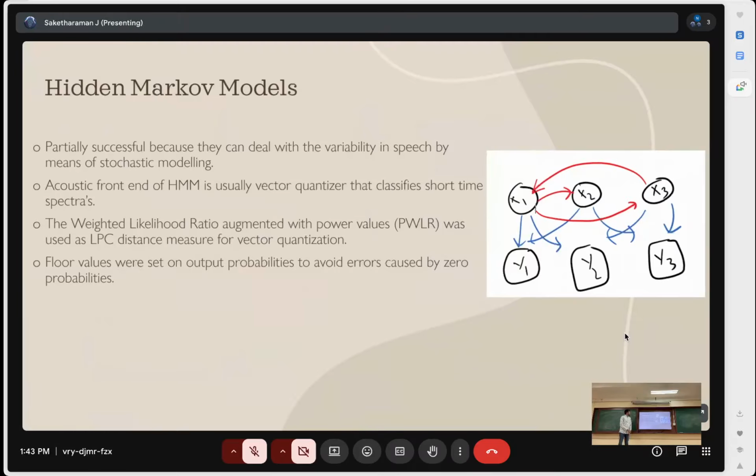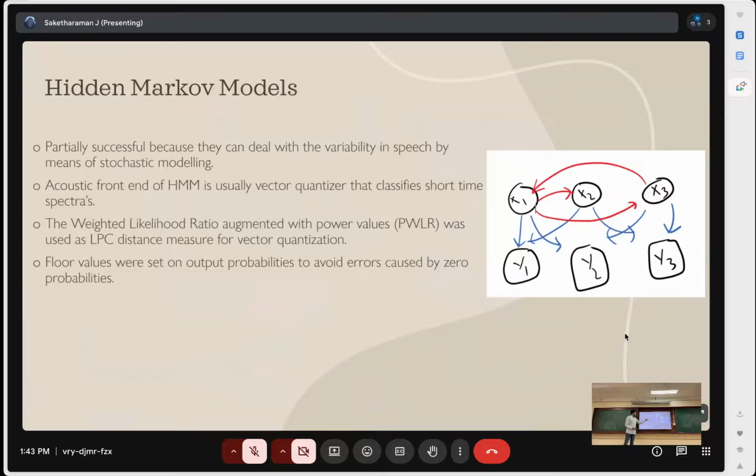Hidden Markov models are partially successful because they deal with variability in speech by stochastic modeling. Stochastic modeling is basically used because each person says a word or features in different ways. They have different speeds and different ways of pronouncing certain words. To deal with this, we use stochastic modeling.